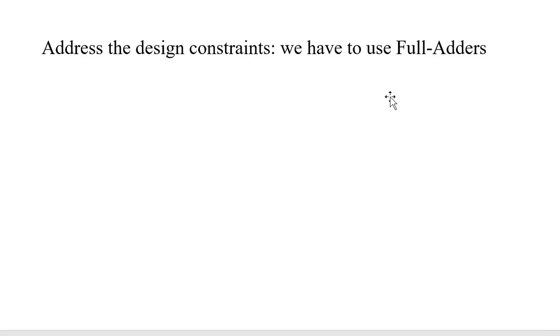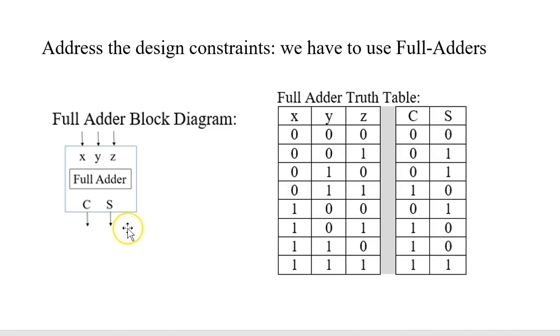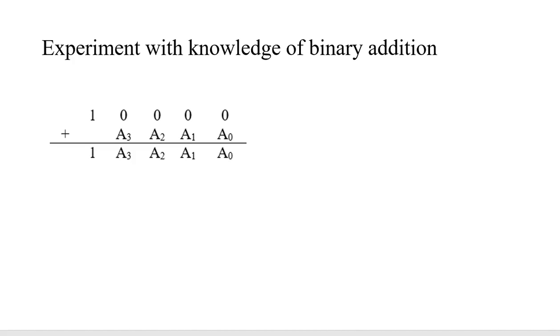So we'll address the design constraints as well, because we do have to use full adders. So what is a full adder? We can again look at our full adder's block diagram and our truth table that describes how the input and output are related, where the sum is the sum of the 3 bits, and the carry is the carry out when we're adding 3 bits. Well, how are we going to use this exactly?